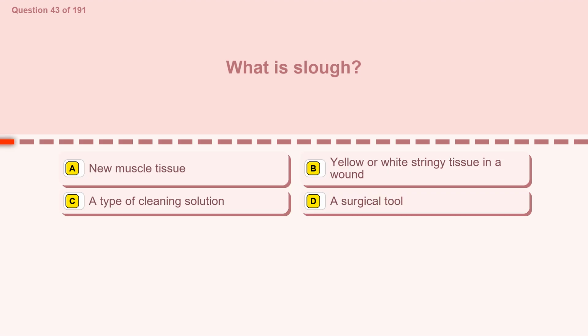Question 43. What is SLU? Option A. New muscle tissue. Option B. Yellow or white stringy tissue in a wound. Option C. A type of cleaning solution. Option D. A surgical tool.